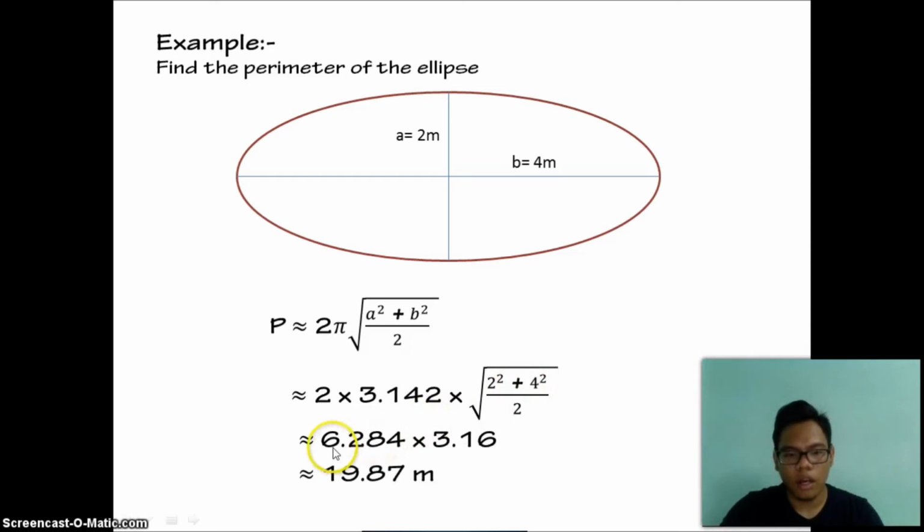And we will get 6.284 times 3.16, and the final answer is 19.87 meters. Simple, isn't it?